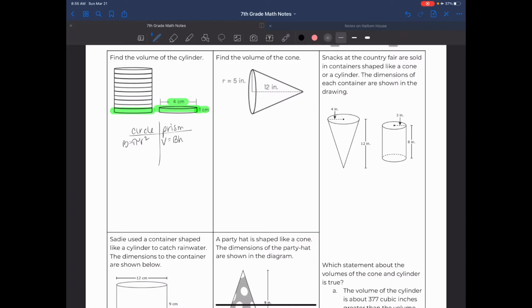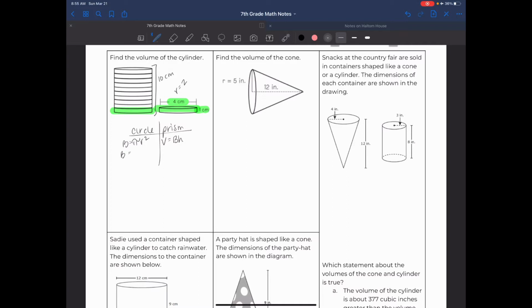All right, I highlighted 4. I know that's my diameter because it shows it going all the way across. So my radius is 2. We always cut our diameters in half. Then the height of one of these is 1. So the height of my entire prism is 10. And yes, I do count that fast. Or I counted before the video began. Yeah. All right, plug it in.